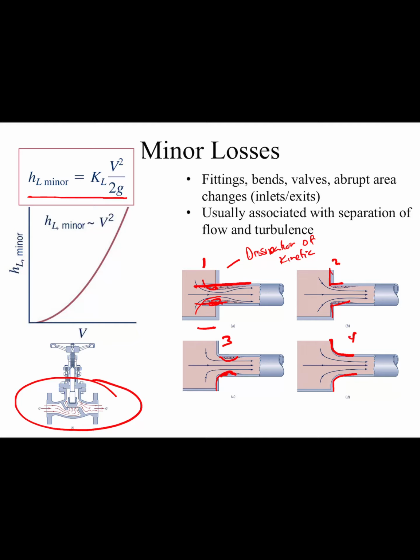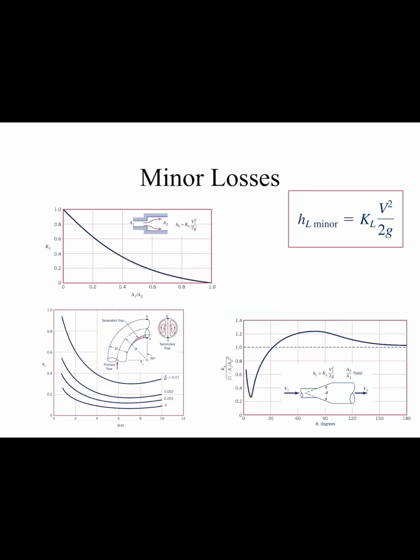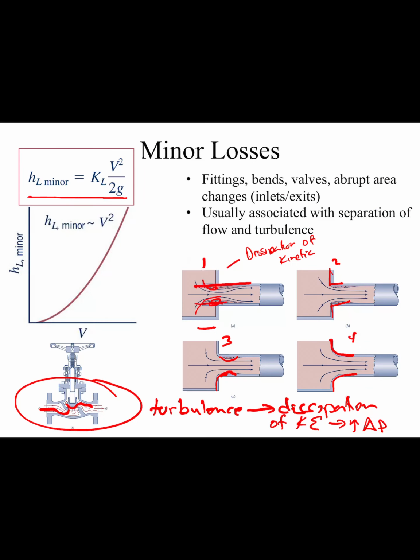Over here on the left, there's an example of flow going through a valve, which is another type of minor loss. As the streamlines try to go through here, you can see that they separate and there's significant turbulence in this region. That is leading to dissipation of kinetic energy.